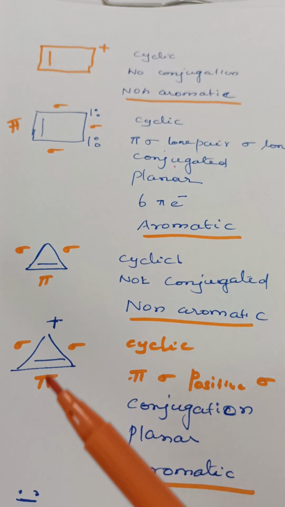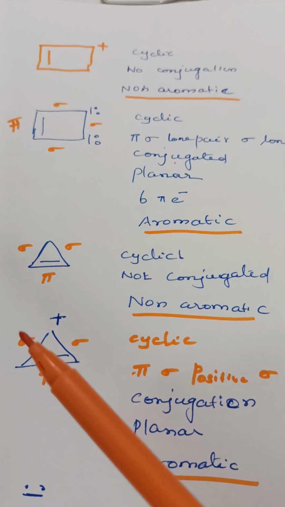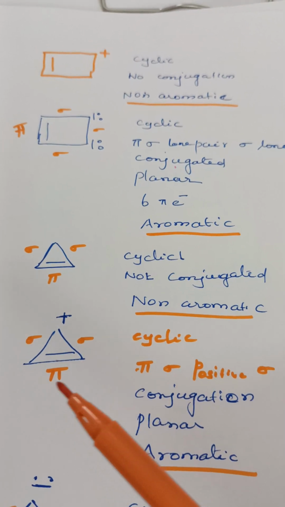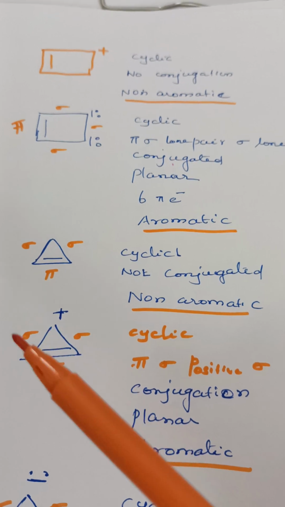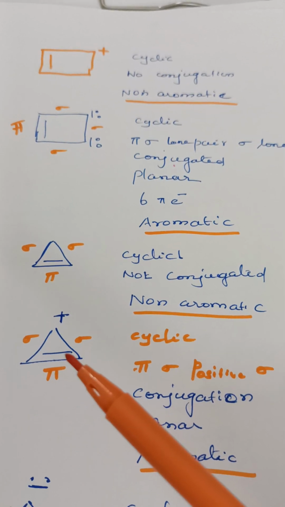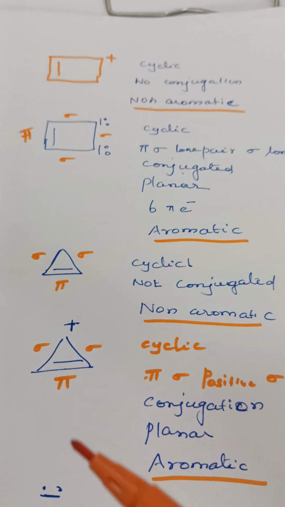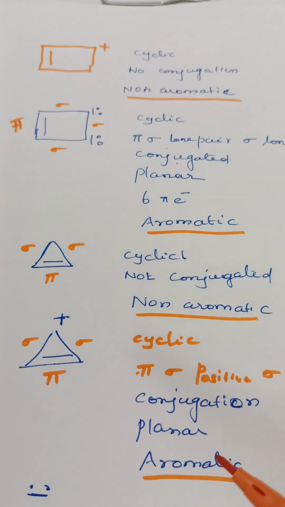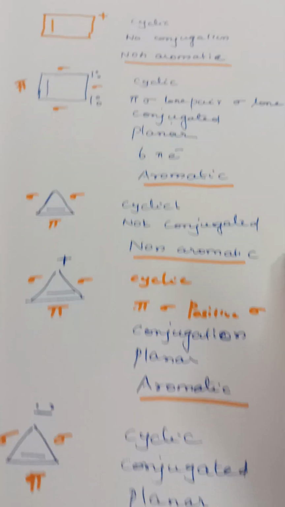What about this compound? This compound is cyclic. Then sigma bond, pi bond, sigma bond, positive charge is present. That means conjugation is present. Delocalization is present here. Then it is planar also. And the number of pi electrons: 2 pi electrons are present. If 2 pi electrons are present, then the compound is aromatic.